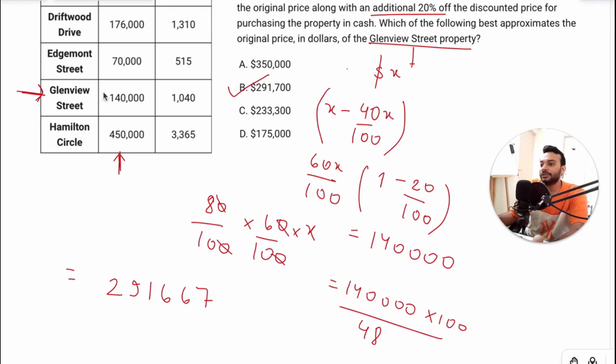So yeah, Townsend got a heavy discount. As we can see, they just paid $140,000. But such real estate deals only exist on test papers, and this might not be a very practical price to pay for that property. Okay, so let's go to the next one.